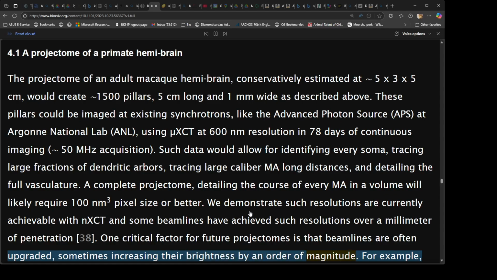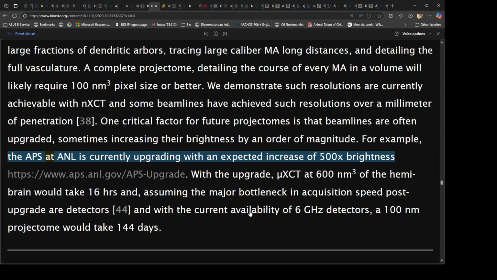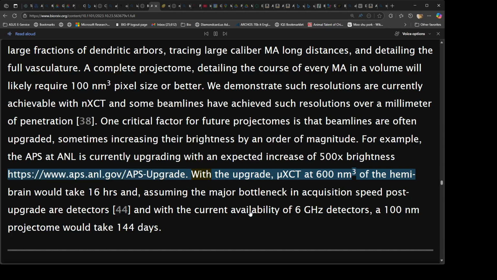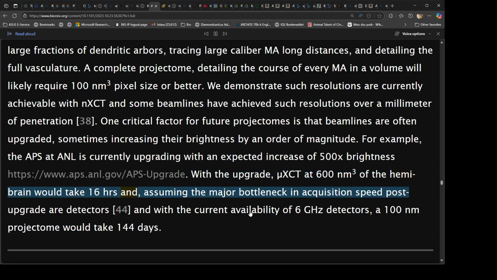One critical factor for future projectomes is that beam lines are often upgraded, sometimes increasing their brightness by an order of magnitude. For example, the APS at ANL is currently upgrading with an expected increase of 500x brightness. With the upgrade, XCT at 600 nm 3 of the hemibrain would take 16 hours and, assuming the major bottleneck in acquisition speed post-upgrade are detectors 44, and with the current availability of 6 GHz detectors, a 100 nanometers projectome would take 144 days.